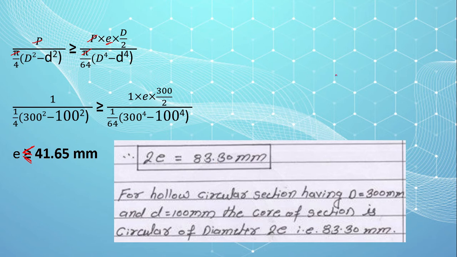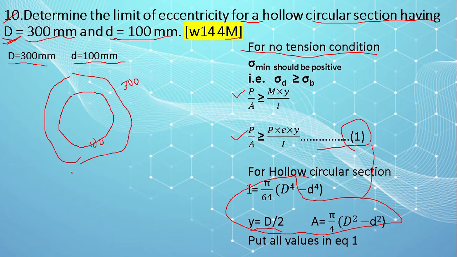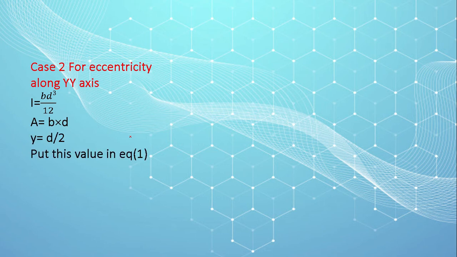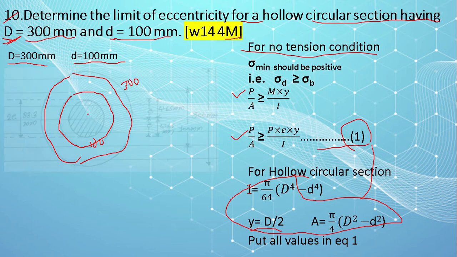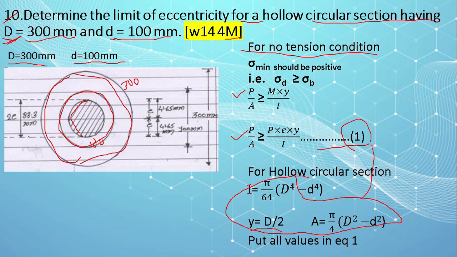For a hollow circular section having capital D 300 mm and small d 100 mm, the core of the section is circular, of diameter 2e, that is 83 mm, diameter 83 or radius 41.65. Now take this 41.65 in the compass and draw this circle here. This is our core of section.